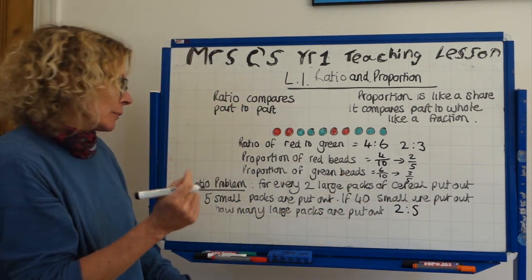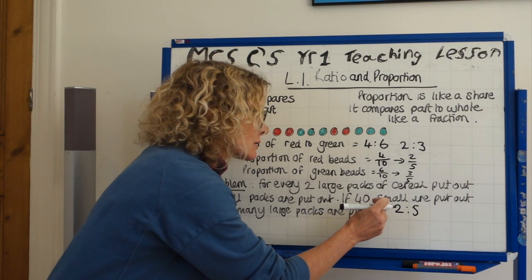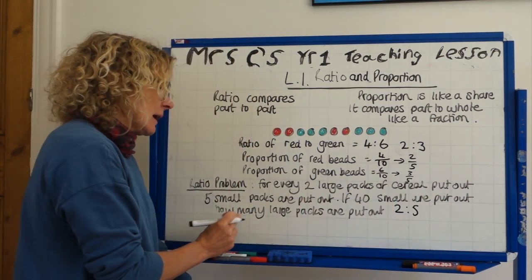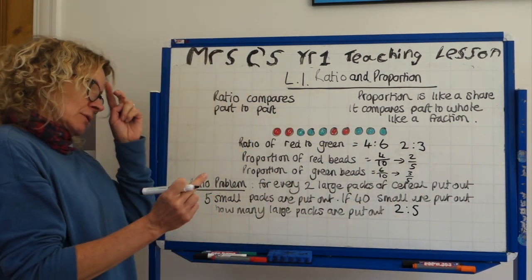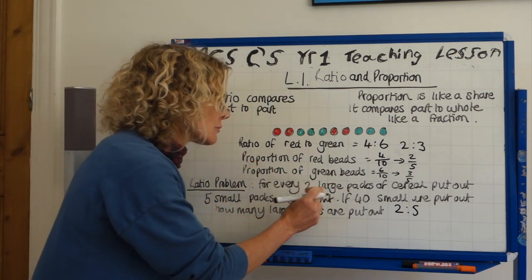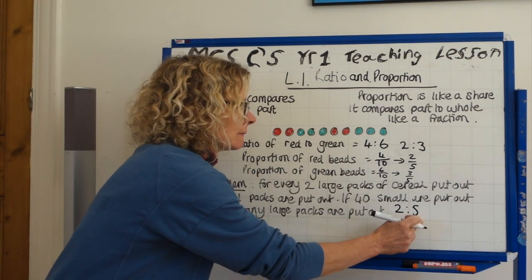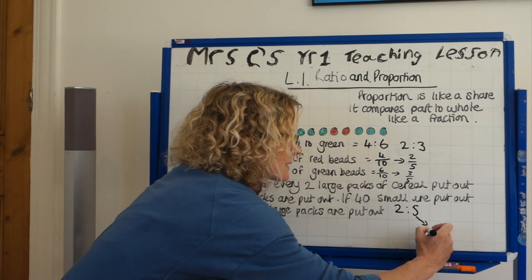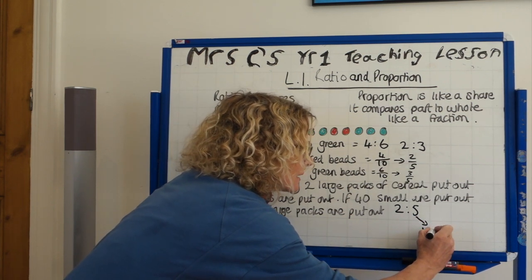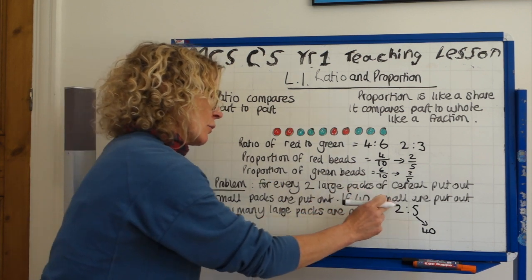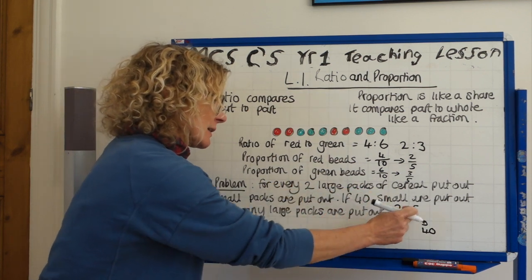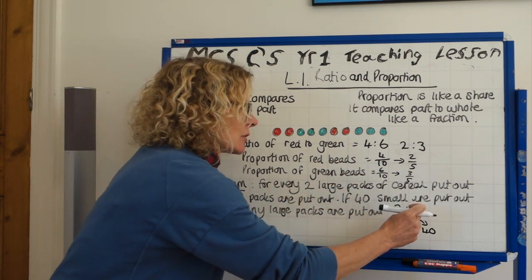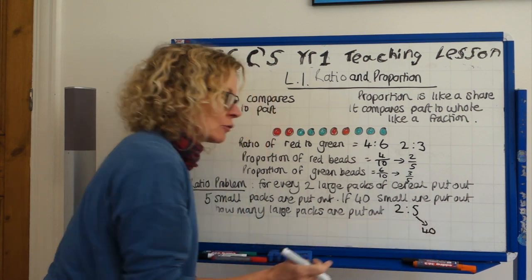Let's read the rest of the problem now. If 40 small packs are put out, how many large packs are put out? Okay, so 2 is the large and 5 is the small. So we're going to extend this to 40. These are the large packs and these are the small packs. So we've turned the 5 into 40.